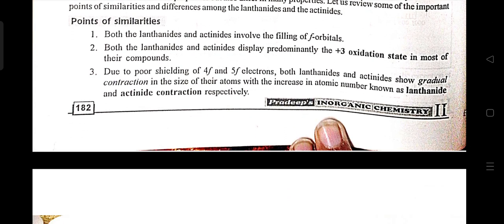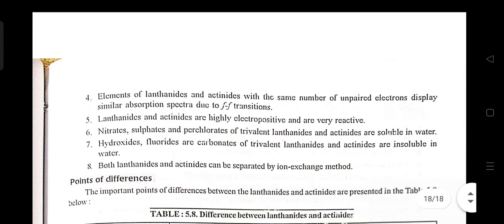Points of similarities. Both the lanthanides and actinides involve filling of f orbitals. Both include predominantly the +3 oxidation state in most of their compounds due to the poor shielding effect of 4f and 5f electrons. Both lanthanides and actinides show gradual contraction in the size of their atoms with increase in atomic number, known as lanthanide and actinide contraction respectively.